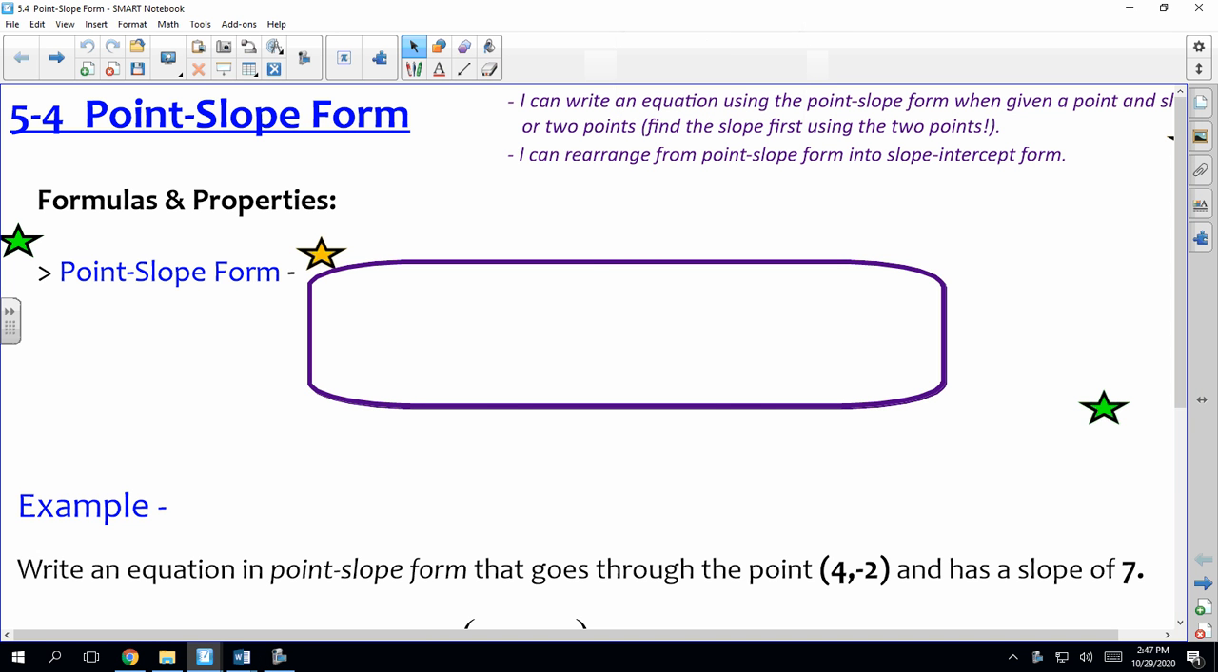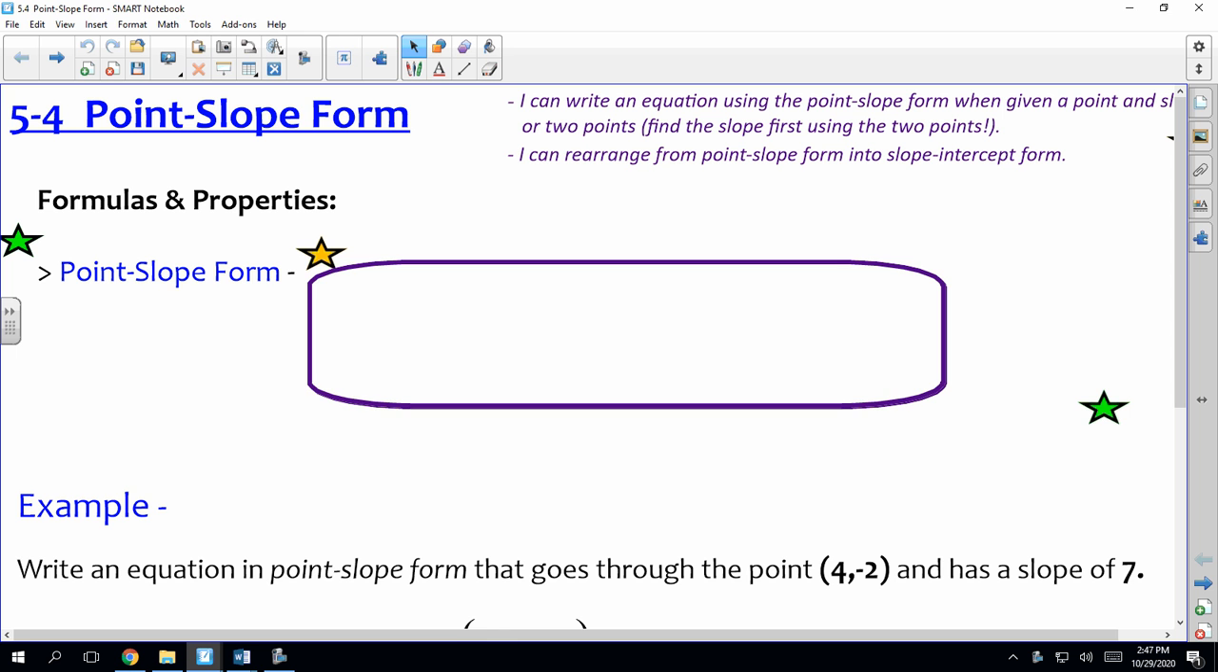Okay guys, this is 5.4, point slope form of a line. Last time we talked about slope intercept form, which was y equals mx plus b. This is the second of three different ways to write a linear function. So you need to make sure you have this written down somewhere in your notes.